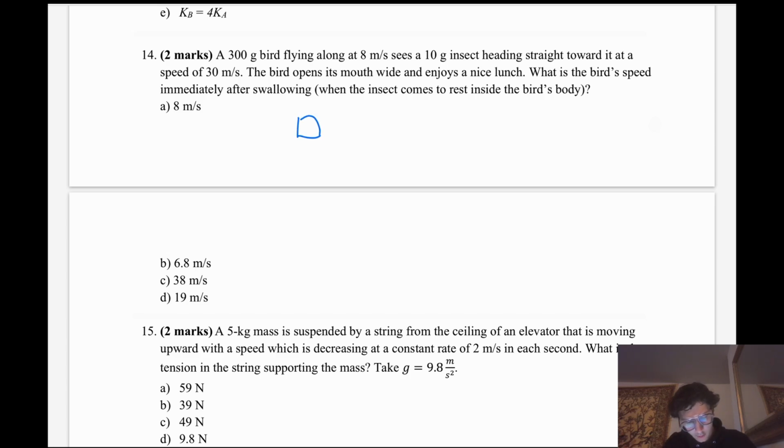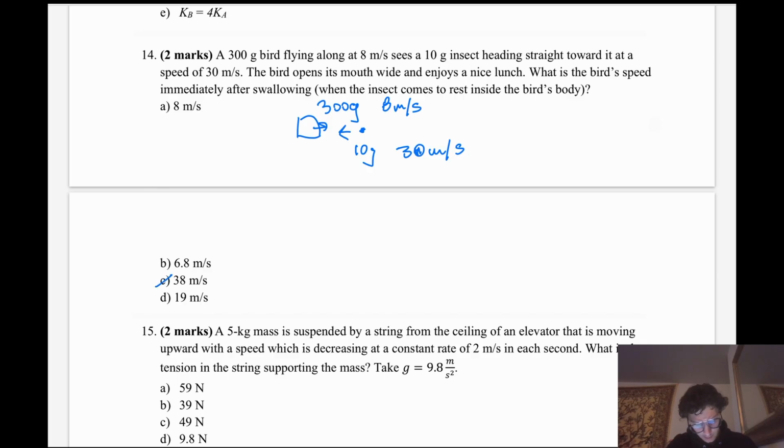Okay, I'm going to model the bird as a block. 300 grams, 8 meters per second. This looks like a conservation of linear momentum. And then we have a little bug, which is over here. This is 10 grams, and the bird is going this way, and the bug is going 30 meters per second. What is the bird's speed immediately after swallowing? I doubt the bird's speed is going to increase because the bug is going the opposite direction, right?